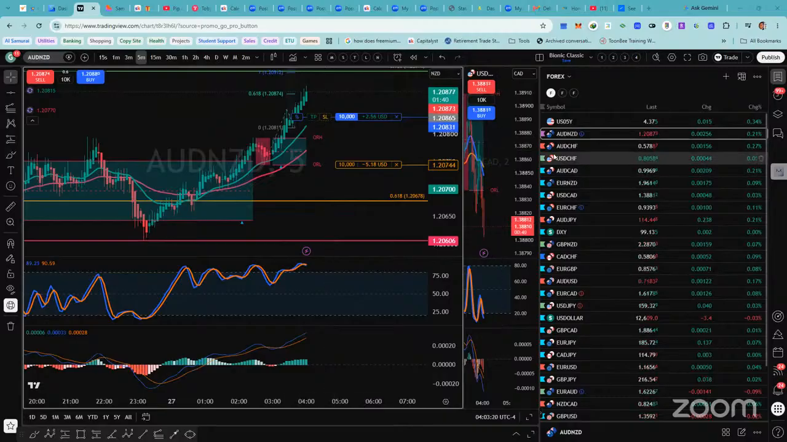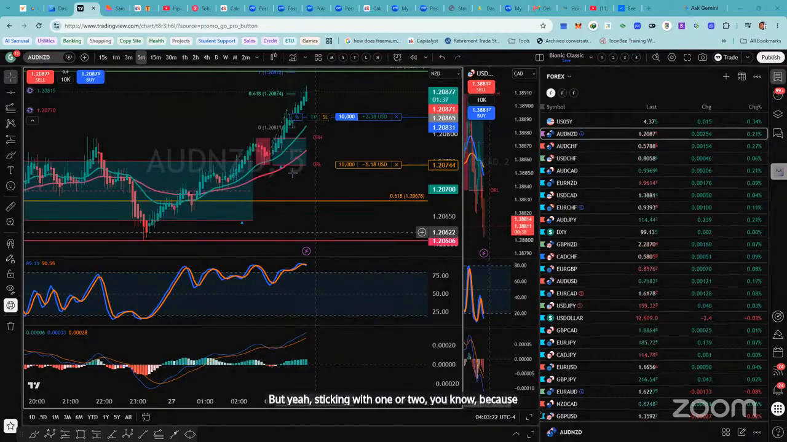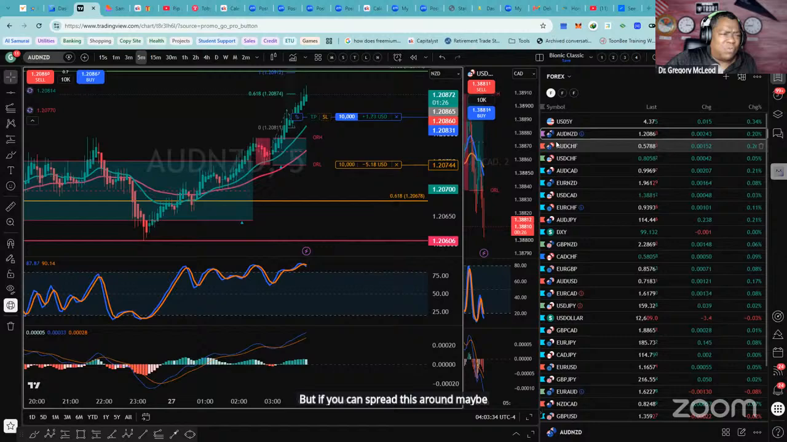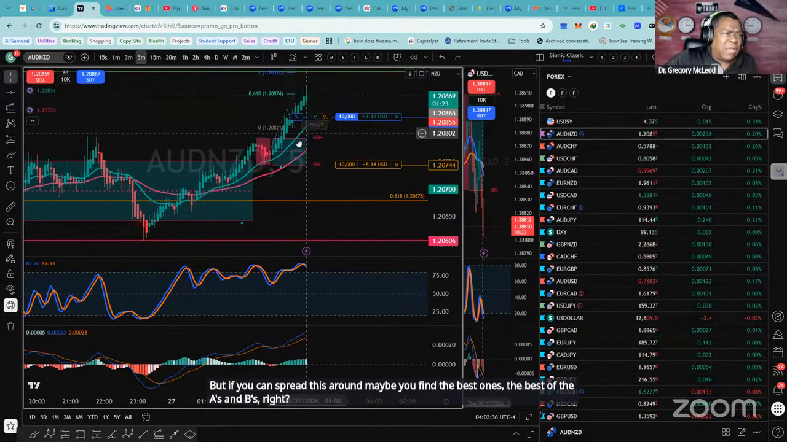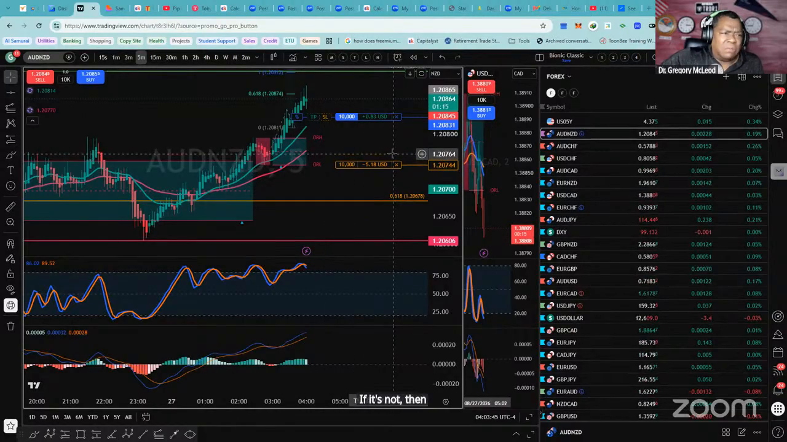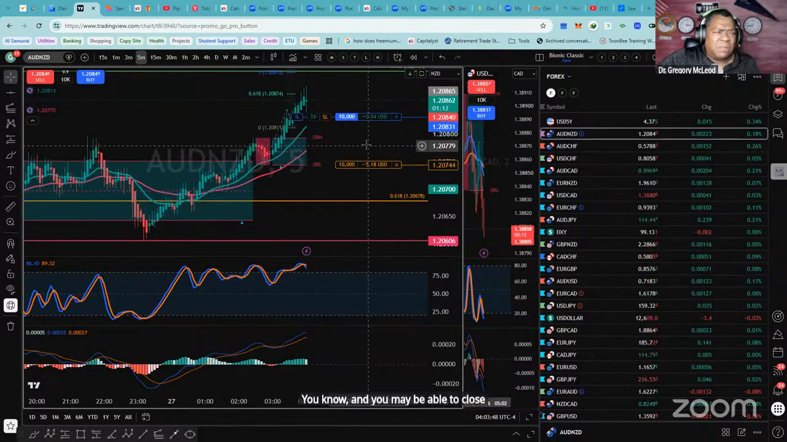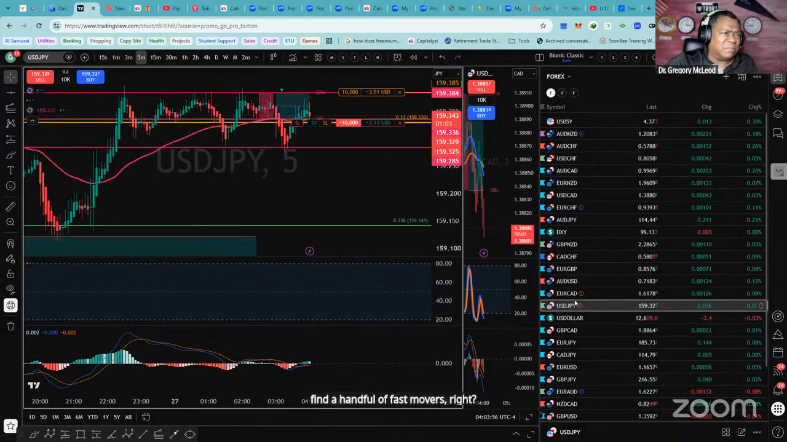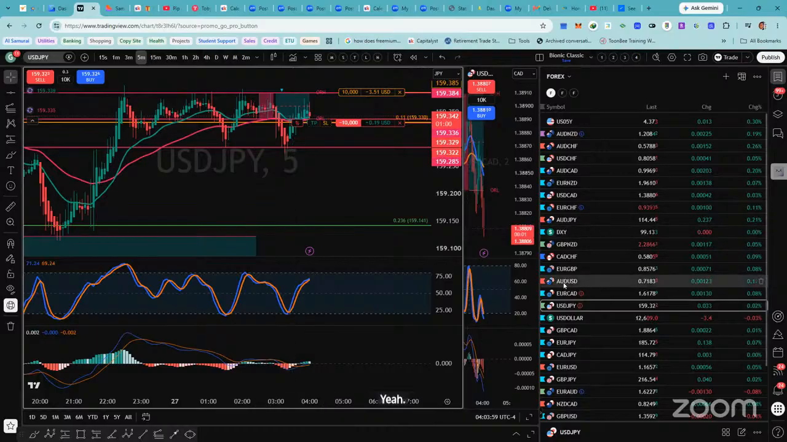But yeah, sticking with one or two, because you can watch them. And if you look at the risk of like $5 a trade, I know maybe it's $50 if you're trading a 100K lot, but if you can spread this around, maybe you find the best ones, the best of the A's and B's, right? If they start moving right away, hey, let that sucker run. If it's not, then close it out, and you may be able to close it out for less than your stop loss. You just try to find a handful of fast movers, right? So you just watch those.